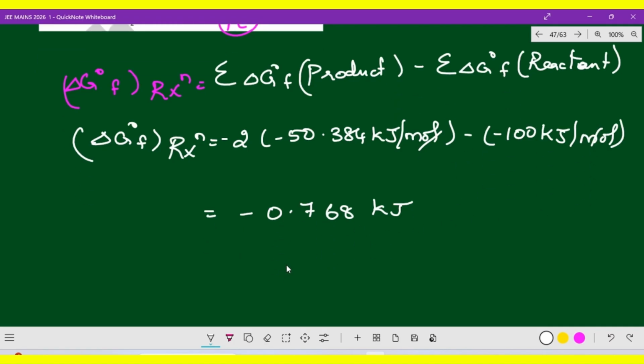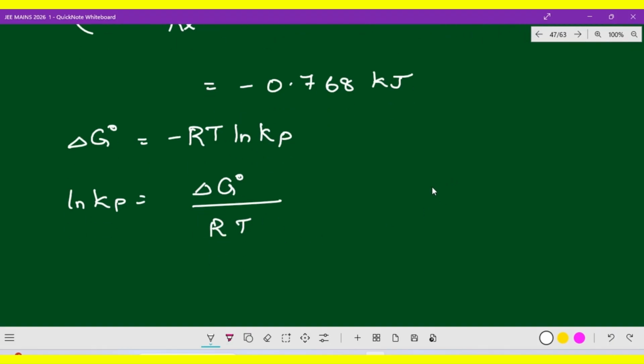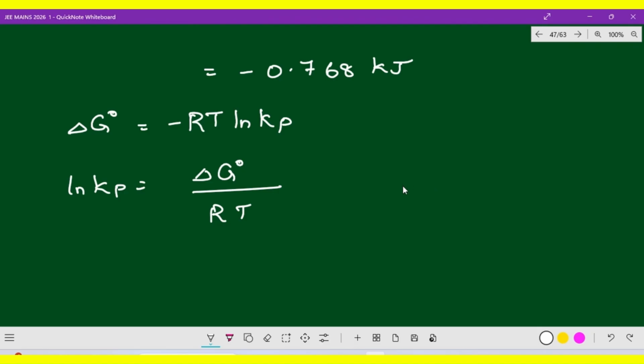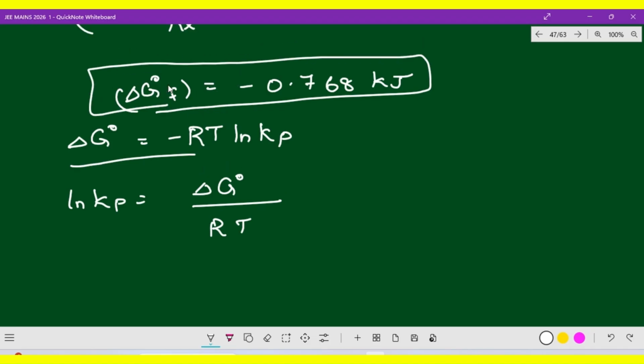Now ln Kp, how do we identify? Delta G naught equals minus RT ln Kp. So we have to find ln Kp; just bring it out. ln Kp equals delta G naught divided by RT. R is 8.3 and T is the temperature, 298 Kelvin, which is 25 degrees Celsius. Delta G naught is what we just found, the delta G naught of the reaction, product minus reactant, where we applied the values.